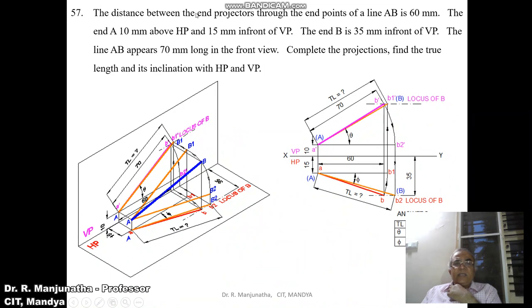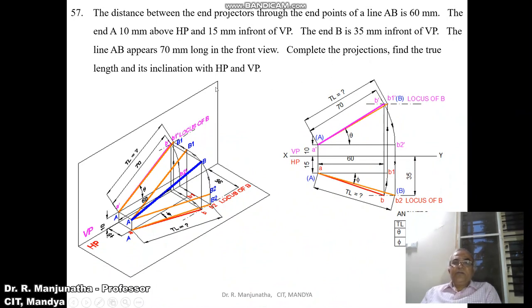Then in the front view, the distance between the end projector and the endpoints of the line is 60 mm, and the line capital AB appears 70 mm long in the front view. So from A dash as center, using the compass, you cut an arc on this end projector line in the front view so that you get the point B dash. Then mark this point as B dash and this point as A dash. Then draw a horizontal dashed outline, which will be the locus of B in the front view.